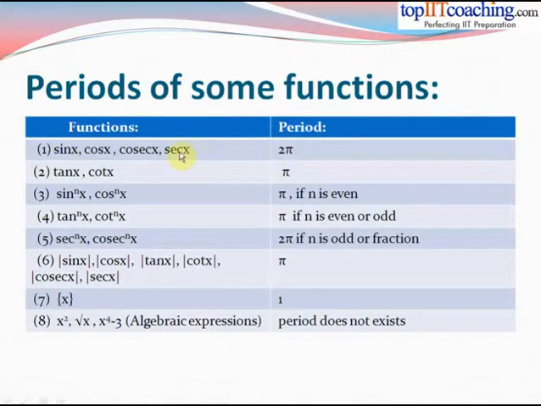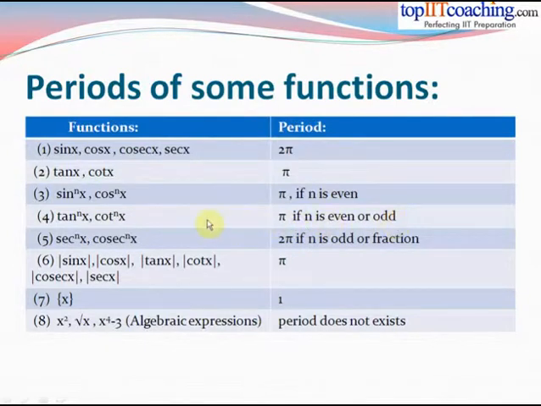These all are periodic functions. So sin x, cos x, cosec x and sec x, the period is 2 pi. For tan x and cot x, the period is pi. Now sin x to the power n and cos x to the power n have a period of pi if n is even. Tan x to the power n, cot x to the power n has a period of pi if n is even or odd.